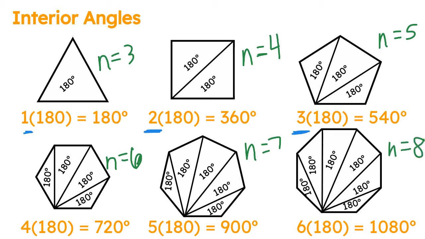If you compare each of those side lengths to the number of triangles, you might notice a connection. If you compare 3 and 1, and 4 and 2, and 5 and 3, you can see that the number of triangles is always 2 less than the number of sides that you have in the shape.